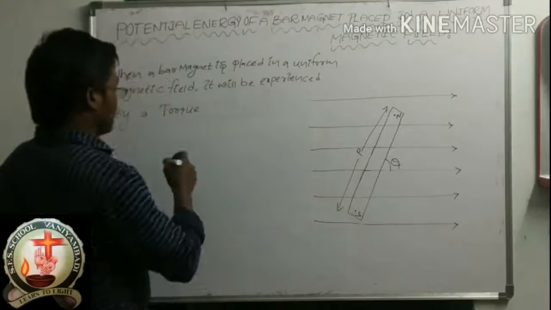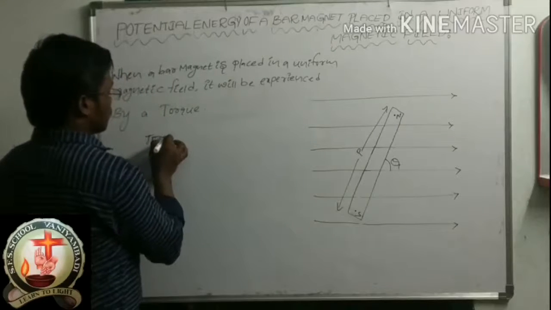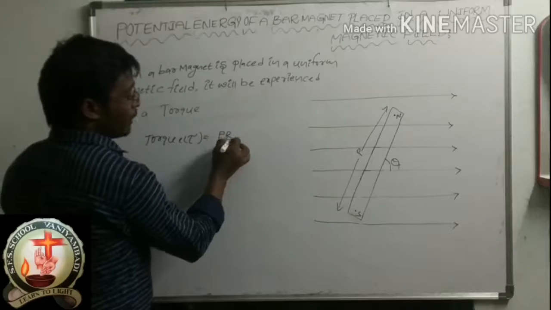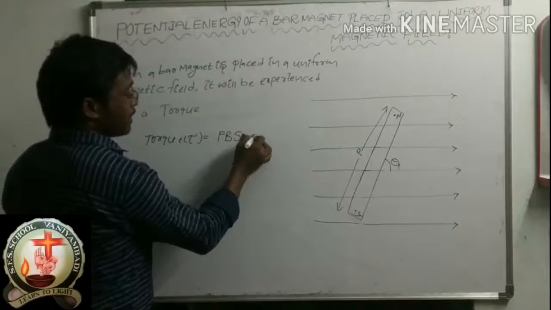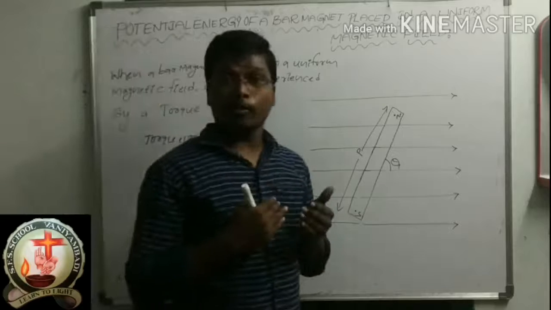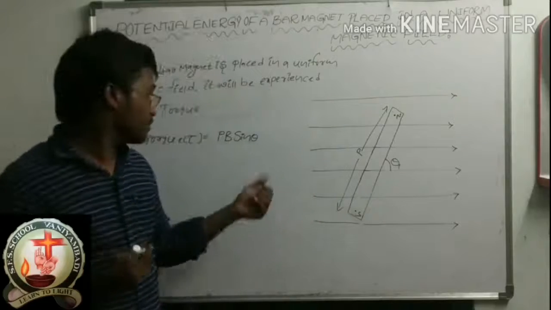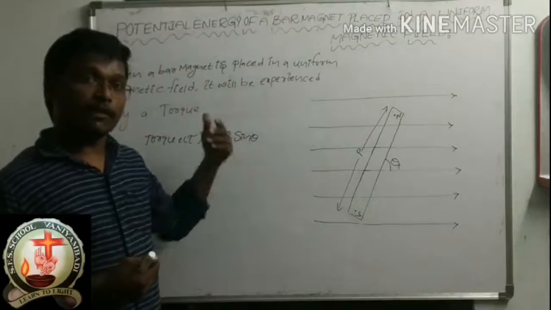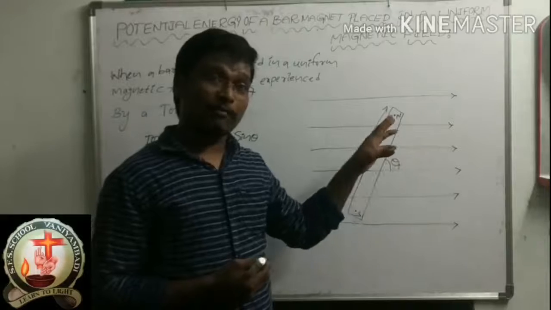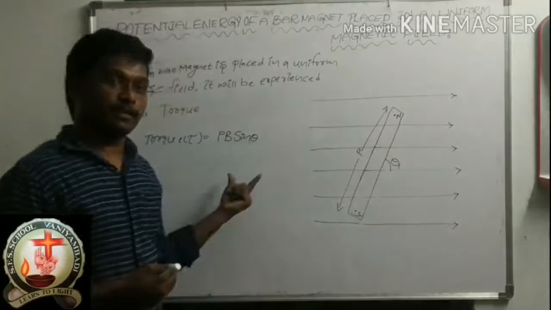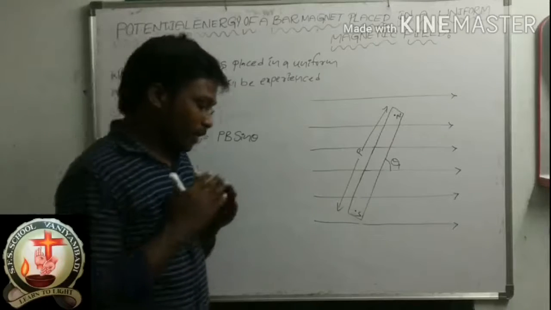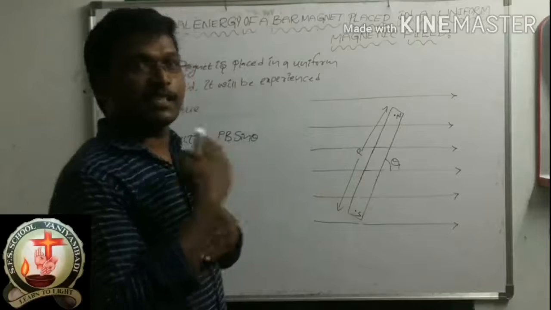What is that? Torque tau is equal to PB sin theta. Yesterday we wrote this formula. What was the final expression of the torque in yesterday's class? This only. Whenever the magnet is placed in the uniform magnetic field, that magnet will experience a torque. So that is the expression, PB sin theta.